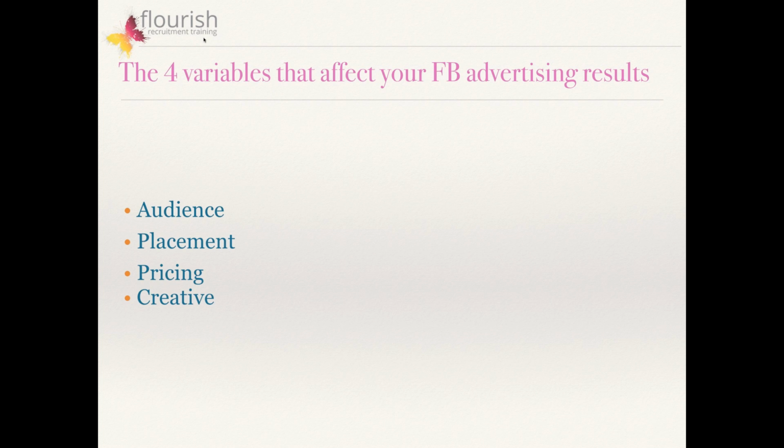There are 4 variables that affect your Facebook advertising results. The first one is audience, which we've spoken about. The second one is placement. It's where that ad is going to end up in Facebook. So is it a news feed? Is it on people's mobile devices? Is it on the banner at the right-hand side? Or is it on all of them?